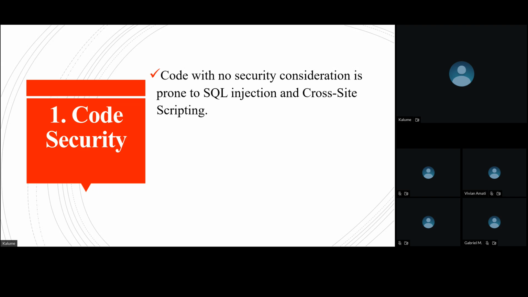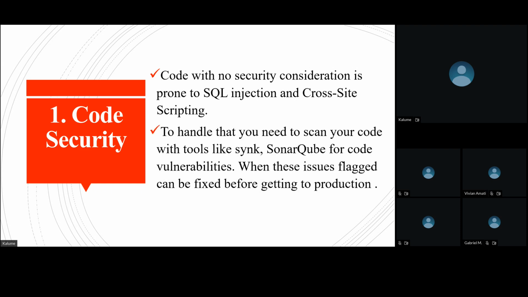But a well-written code should not allow its functionality to be attacked by an attacker with these security threats. To handle that, you need to scan your code with tools like Snyk and SonarQube for code vulnerabilities. When these are flagged, they can be fixed. We have a couple of tools that are used to do this: we have Snyk, we have SonarQube.